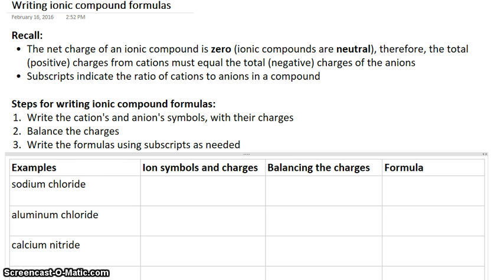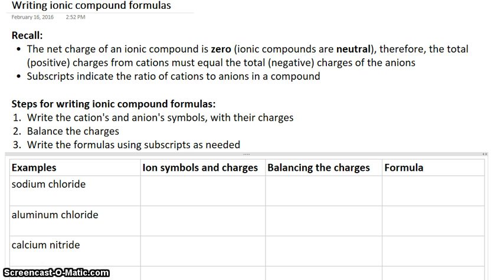That just means we'll use subscripts to tell us how many cations there are and how many anions there are in one compound. There's 3 steps for writing ionic compound formulas. First thing we'll do is write the cation and the anion symbols with their charges. Then we'll balance the charges, and then we'll write the formulas using subscripts as needed.